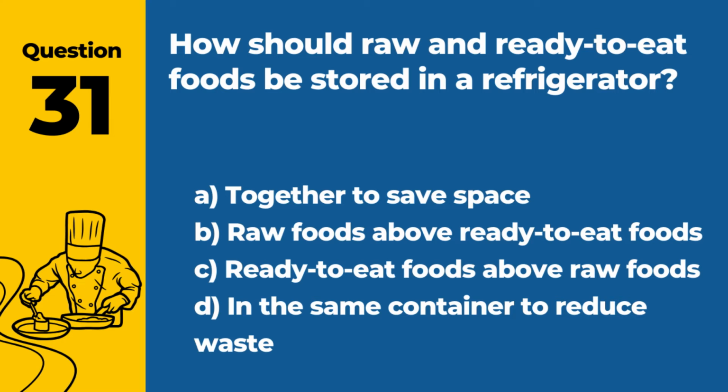Question 31. How should raw and ready-to-eat foods be stored in a refrigerator? A. Together to save space. B. Raw foods above ready-to-eat foods. C. Ready-to-eat foods above raw foods. D. In the same container to reduce waste. Answer: C. Ready-to-eat foods above raw foods. In a refrigerator, ready-to-eat foods should be stored above raw foods to prevent cross-contamination.